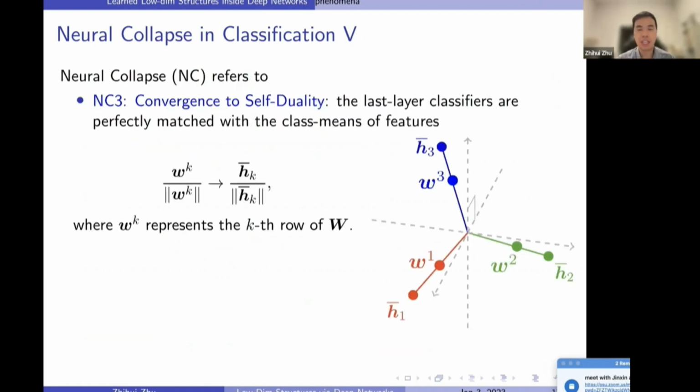The third neural collapse property refers to the distribution of the class weight vectors, the classifiers. In particular, there is a good alignment between the classifiers and the class mean feature vectors, in the sense that if we look at each row of the classifier matrix W, then it points to the same direction as the corresponding class mean feature vector. So this alignment means that there is a self-duality between the class means and the classifier matrix W.